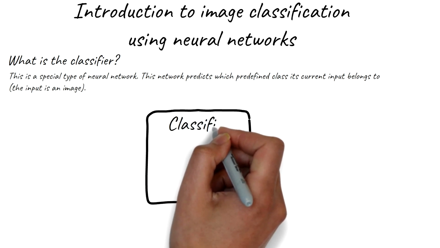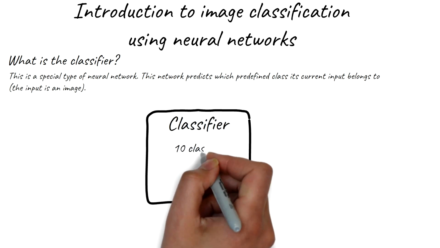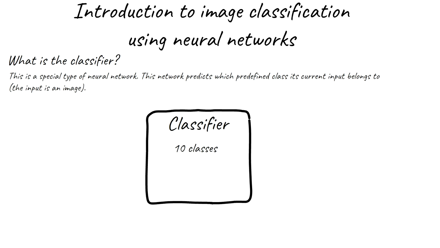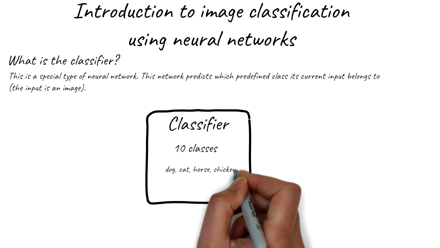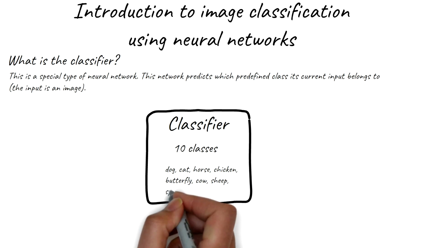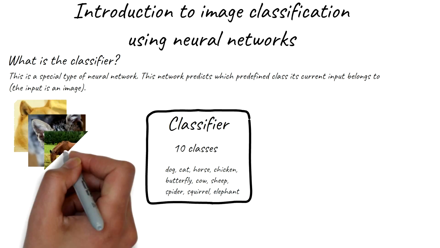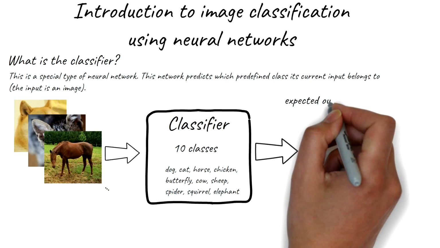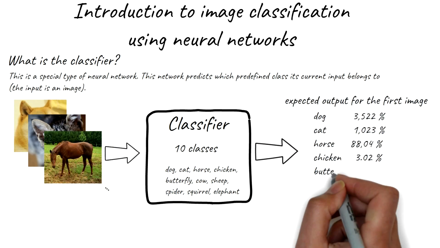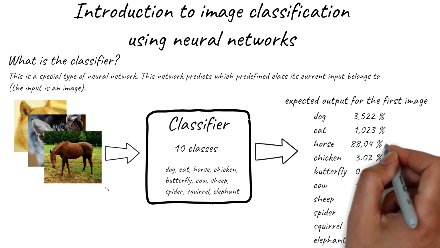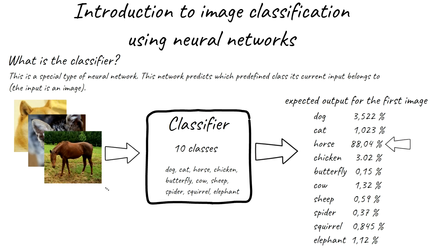We have a classifier that can distinguish 10 classes from each other. In our case, there are 10 different species of animal: dog, cat, horse, chicken, butterfly, and so on. When we insert the first image to our classifier, we can expect this output. This animal with the highest percentage is our winner.